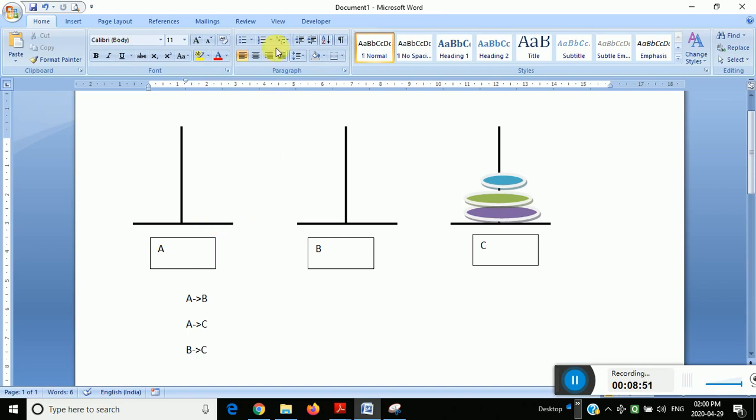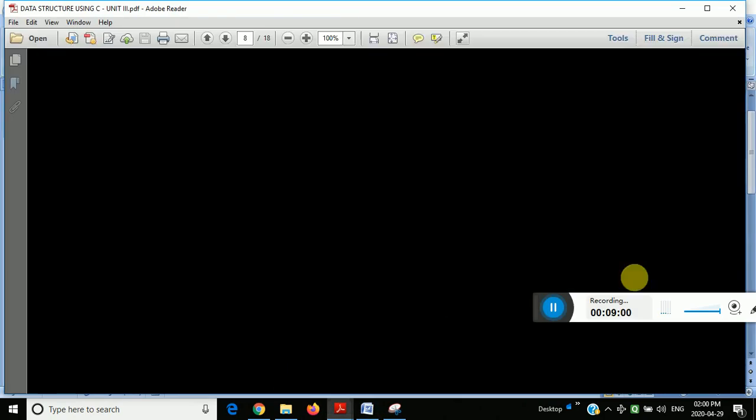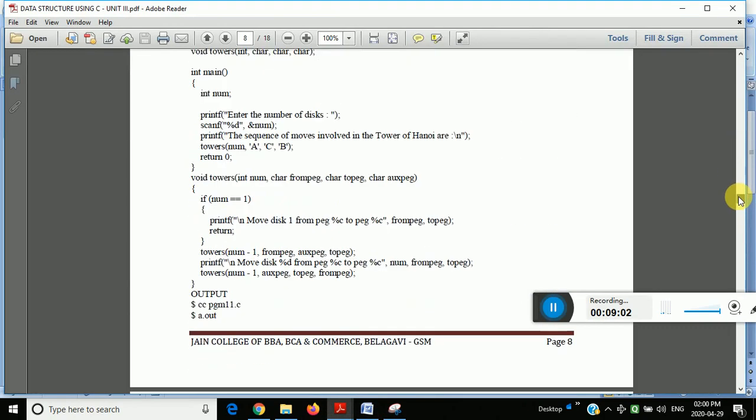Understood? So I hope you understood this technique of the Tower of Hanoi. So in the next video I'll explain the program. Which program? The Tower of Hanoi program is there. I'll explain this program. Enter number of disks, sequence of disks A, B, C or A, C, B, like this they have given. So then you have to follow this.